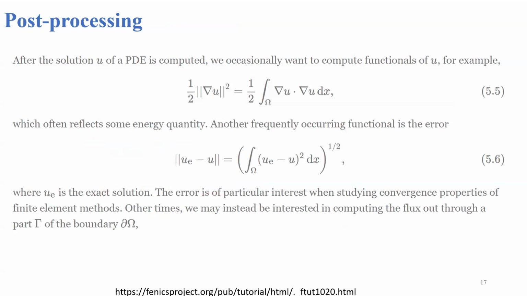Post-processing: after the solution of u, which is unknown, a PDE is solved, we occasionally want to compute functionals of u, such as this modulus of del u squared, which often reflects some sort of energy quantity. Another frequently occurring functional is the error, where u_e is the exact solution and u is our finite element solution, and you may want to calculate the error. We will learn about that in one of the examples. The error is of particular interest when studying convergence properties of the finite element method.